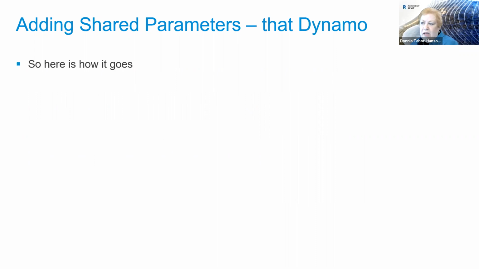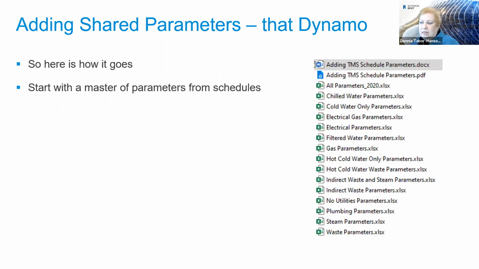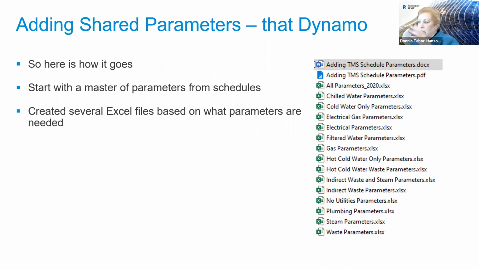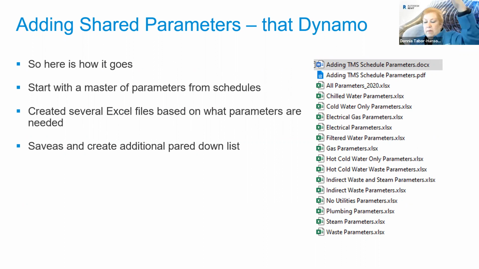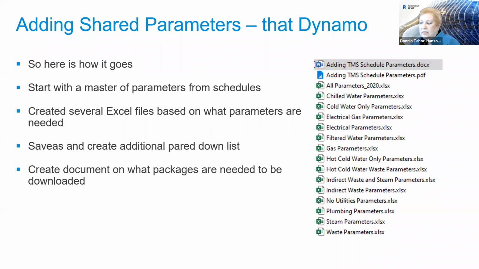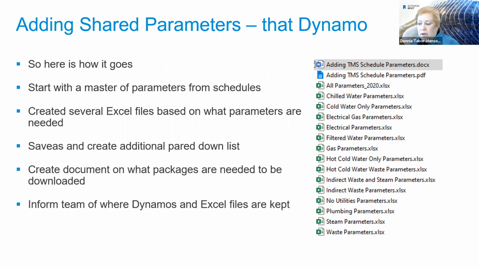So here's how it goes. You're going to create these Dynamos. He's going to teach you how to do your schedules with Excel, and you're going to get all your parameters listed in Excel. And he says to put them in alphabetical order. I've got a master one that has every parameter in all my schedules. Then I can pare it down by doing Save As, and then I have the electrical, or the electrical with gas, or whatever I need. I've saved these down, and then I created a document for these packages, because I want to keep my team informed of where these Dynamos are and how to work with them, to empower the team.